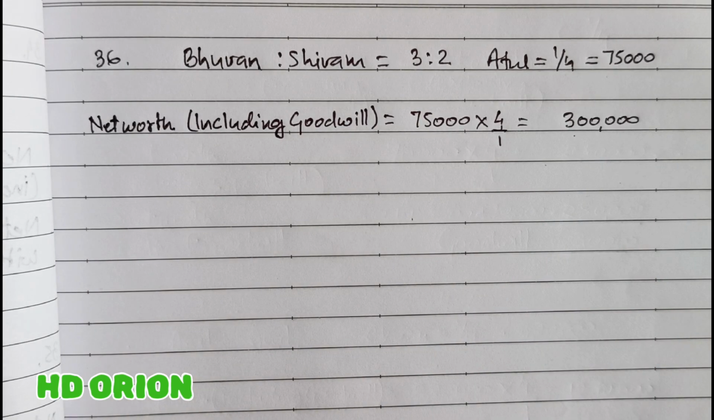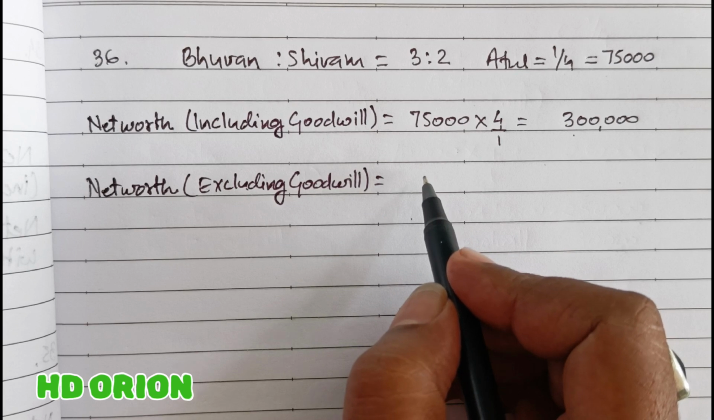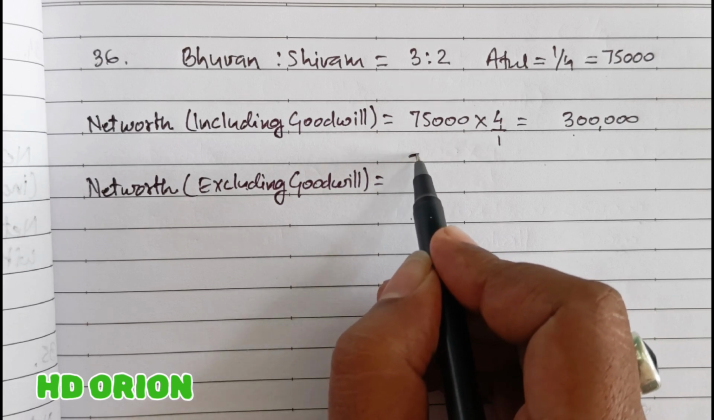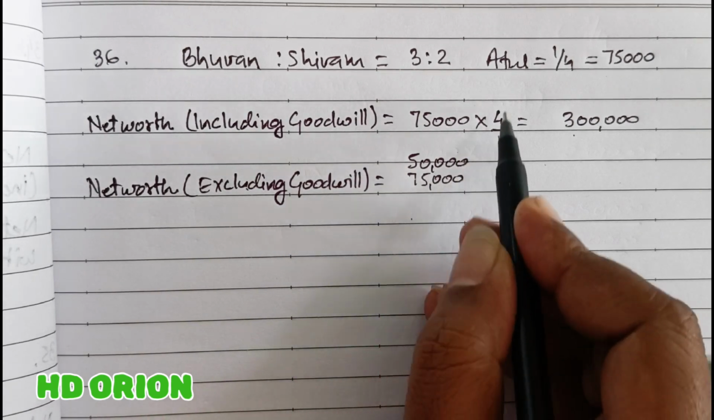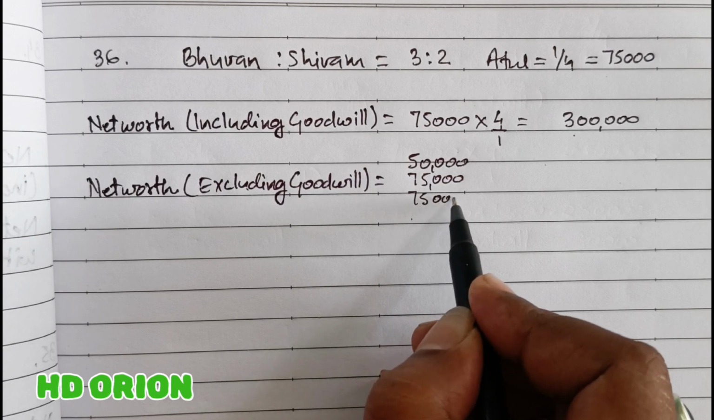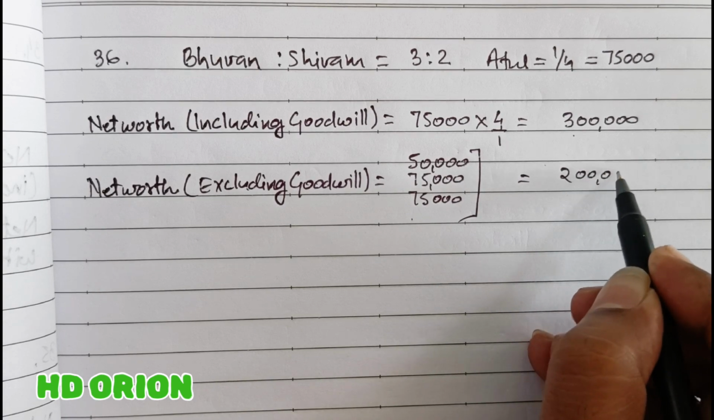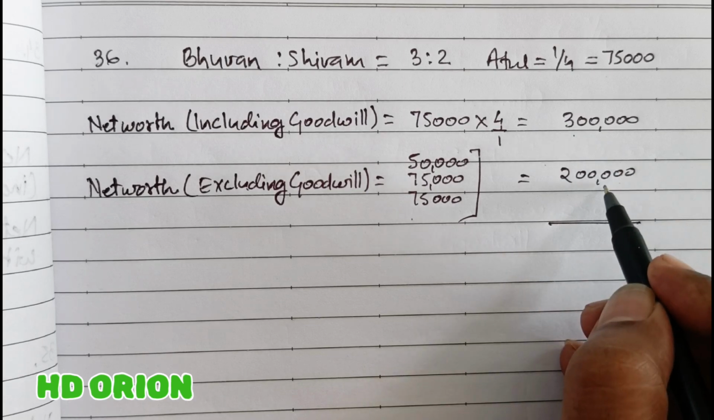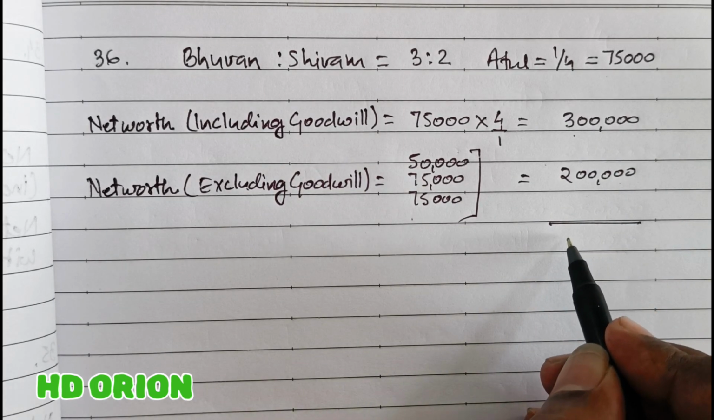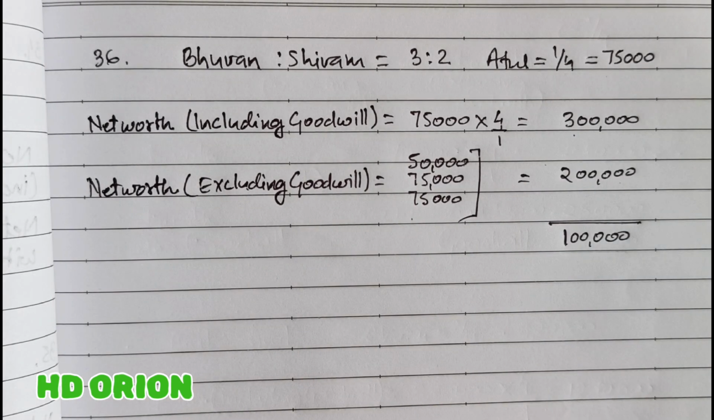But actual capital invested in the business is the net worth excluding goodwill. It is equal to the actual capital of the firm, that is Bhuvan's capital rupees 50,000 plus Shivam's capital, that is 75,000, and Atul's capital rupees 75,000 as given in the question. When you add this, it is 2 lakh rupees. Now the difference between these two, the should-be capital and the actual capital of the business, is goodwill, which is 1 lakh. And this goodwill is of the firm, not of an individual partner.